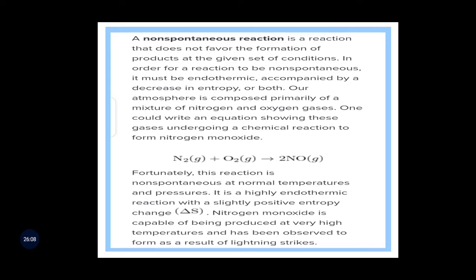So you see, the condition does not favor the reaction to be spontaneous because the energy is very, very high, the temperature is high, which makes it endothermic, and then the entropy is not high enough to favor the reaction. So nitrogen monoxide is capable of being produced at very high temperature and has been observed to form as a result of lightning strikes.